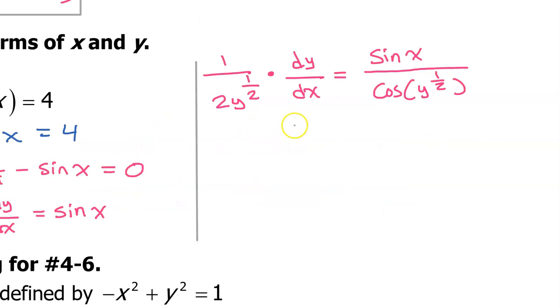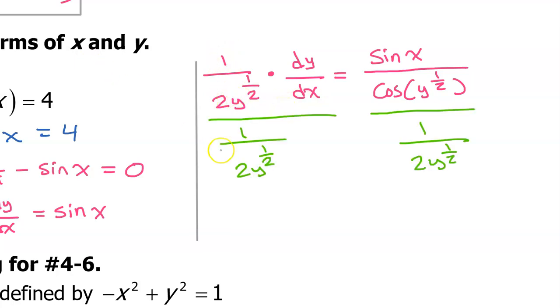So far we have this. We need to get dy dx by itself. So we have to get rid of this fraction in the front. There are two ways to think about it. One way to think about it is we're going to divide both sides by this fraction so they will cancel out on the left-hand side. But then on the next step, we will multiply by the reciprocal. So you can see that the 2y to the 1/2 power is going to end up in the numerator.